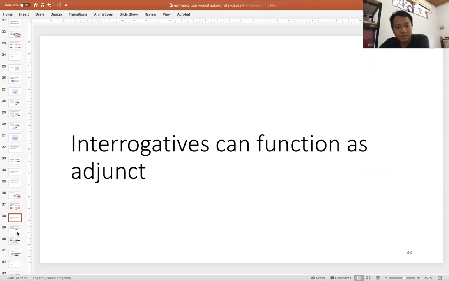In addition to functioning as complement, as before, the interrogative can also function as adjunct. An adjunct is an optional element of a clause. It is typically optional, but a complement is obligatory. Yeah, it is required.